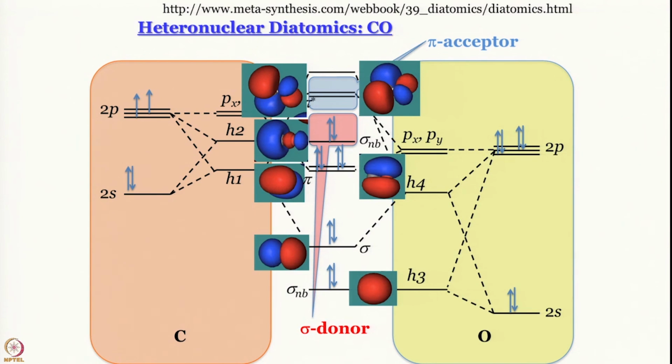This is a model that can nicely rationalize why carbon monoxide is such a good ligand, why it forms good sigma bonds through the carbon atom, and why the same carbon atom can efficiently accommodate electron cloud coming back from the central metal atom.